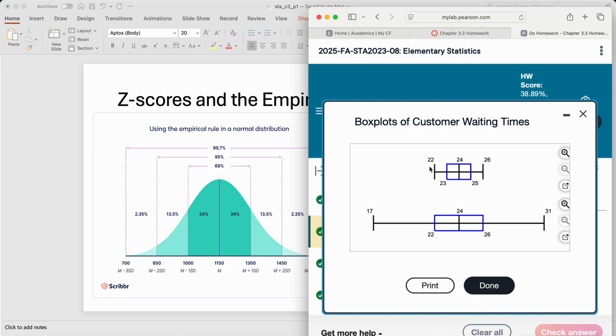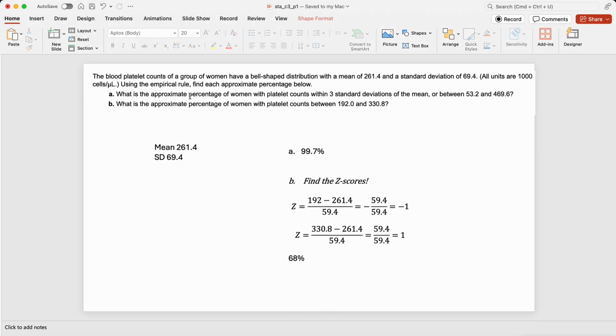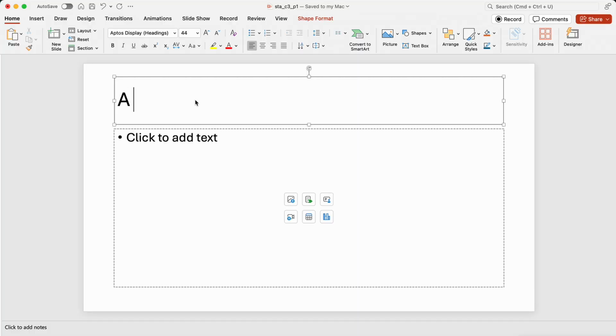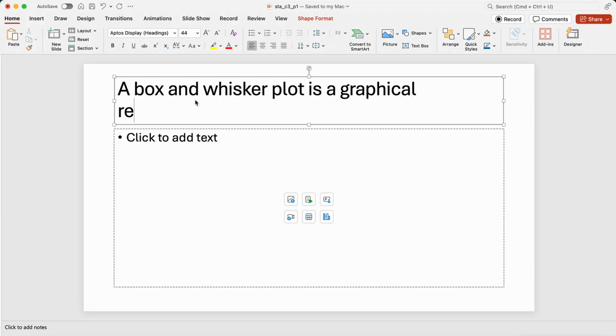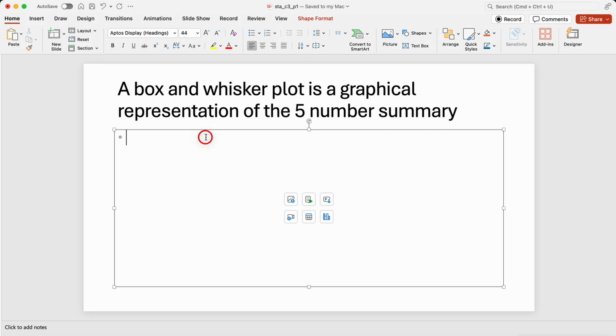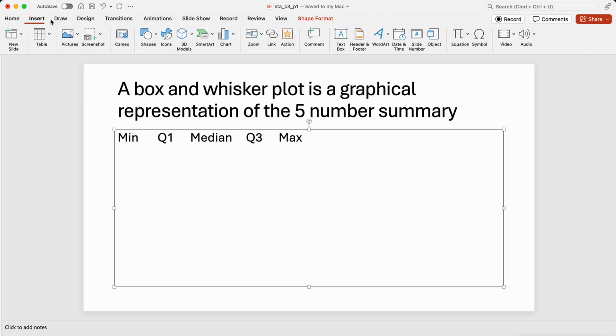When I look at these, what we call box and whisker plots, maybe we should define those real quick. A box and whisker plot is a graphical representation of the 5-number summary. We've not looked at the 5-number summary, so let's talk about what it is. It's the min, the Q1, the median, the third quartile, and the max.